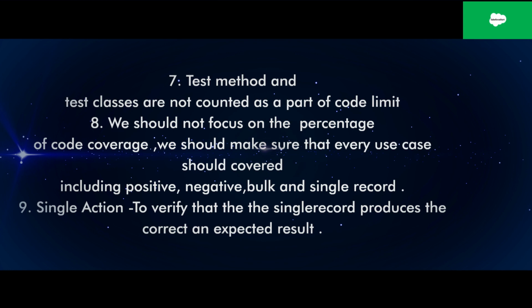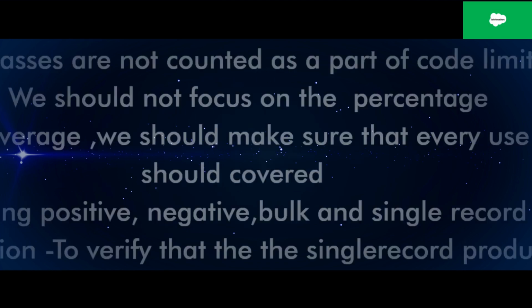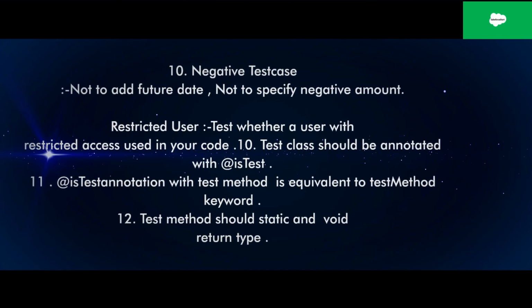9. Single action: verify that a single record produces the correct and expected result. 10. Negative test case: not to add future date, not to specify negative amount. Restricted user: test whether a user with restricted access is used in your code.